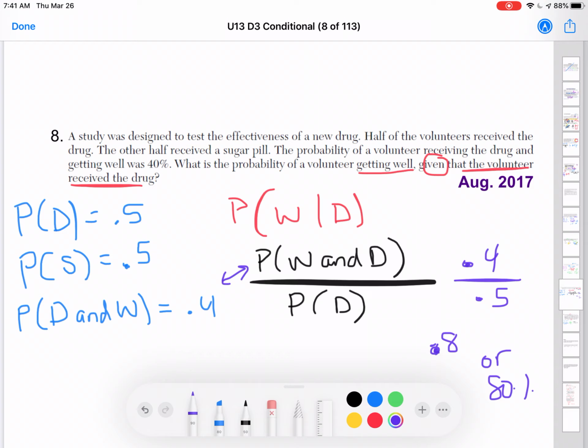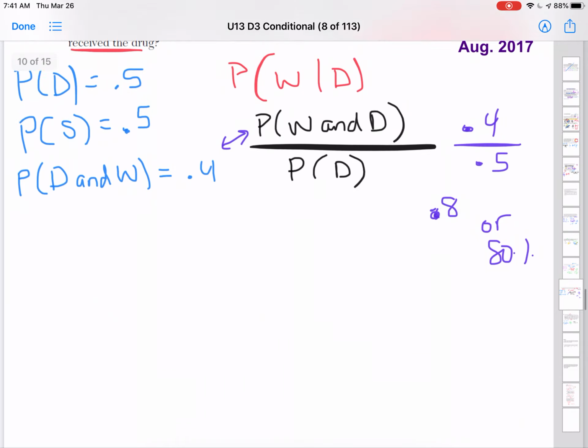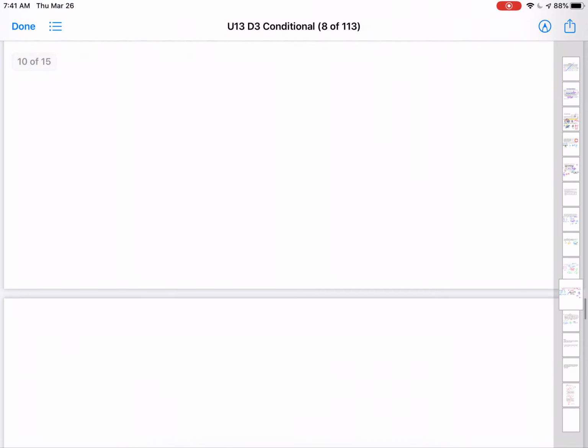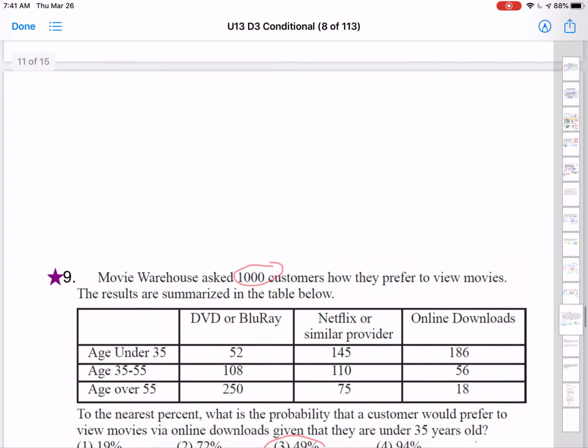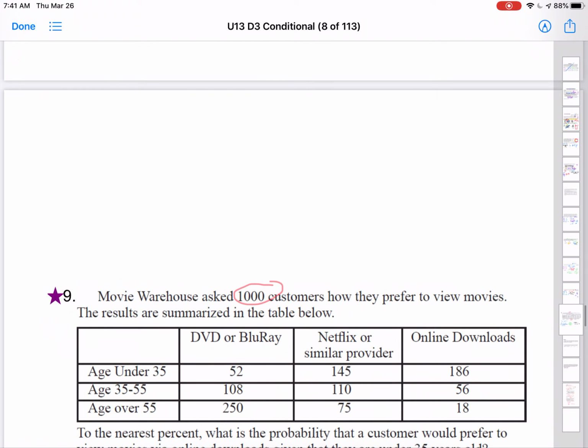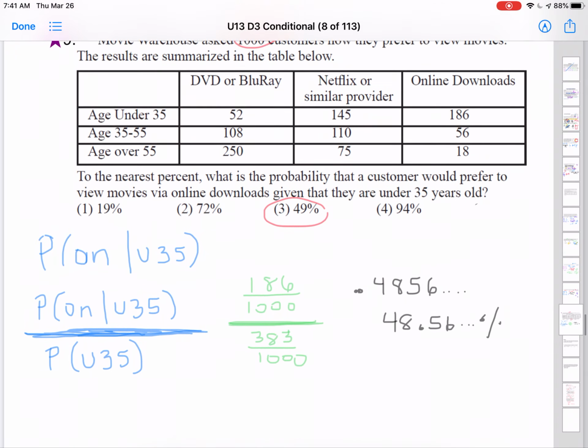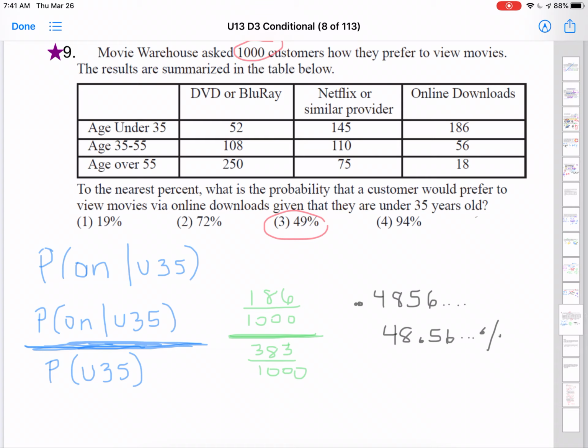All right, last question. I'd like you to do number 9 for me. So go ahead and pause. You guys do number 9. Okay, so here it is. Hopefully you got it right. All right, so we're going to stop right there.